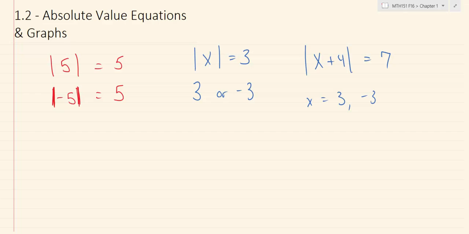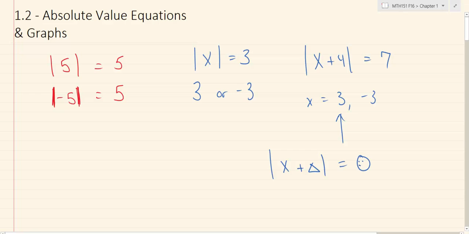How did you get the 3? How did you get this 3? Like, this is an easy enough problem. You could just look at it and do it in your head. What if you can't do it in your head? The absolute value of x plus triangle equals smiley face. There, solve that.